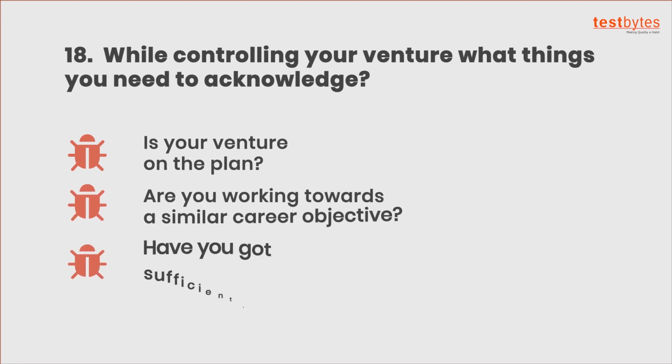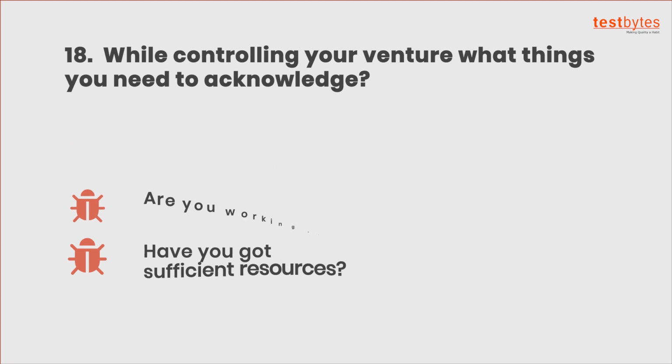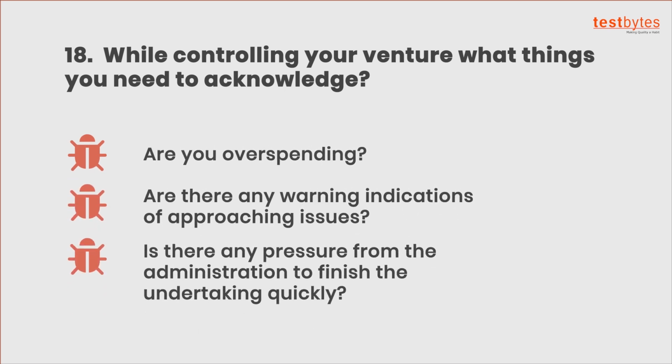Number 18. While controlling your venture, what things do you need to acknowledge? Is your venture on the plan? Are you working towards a similar career objective? Have you got sufficient resources? Are you overspending? Are there any warning indications of approaching issues? Is there any pressure from the administration to finish the undertaking quickly?